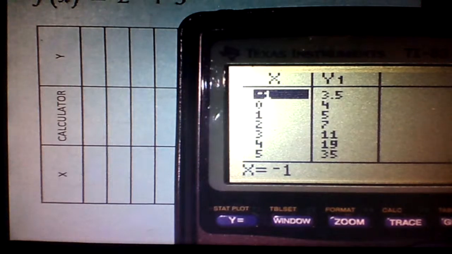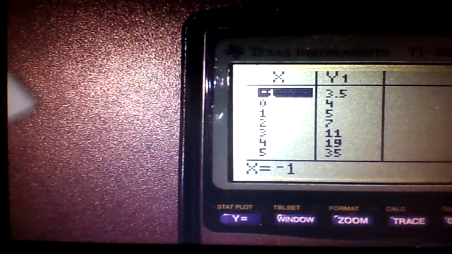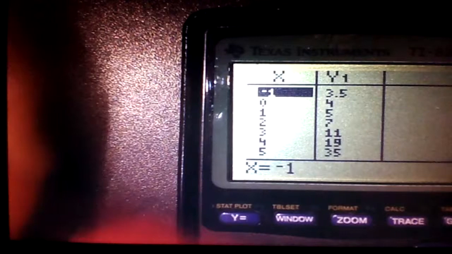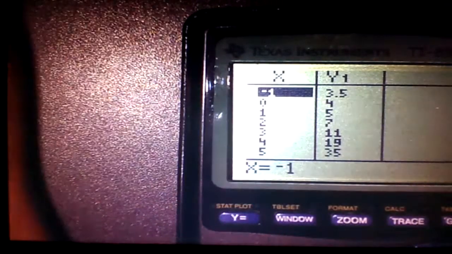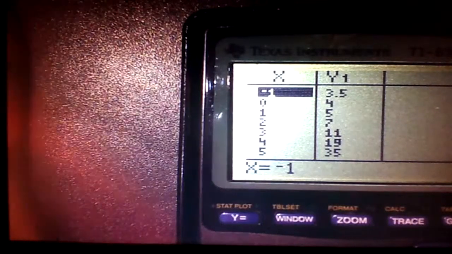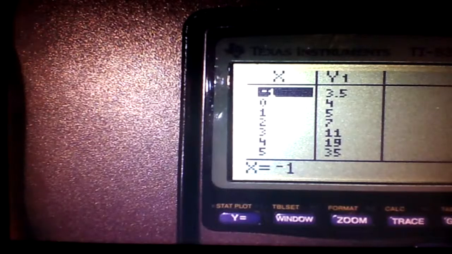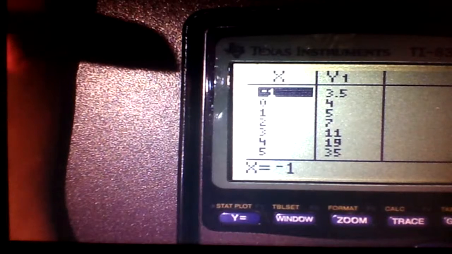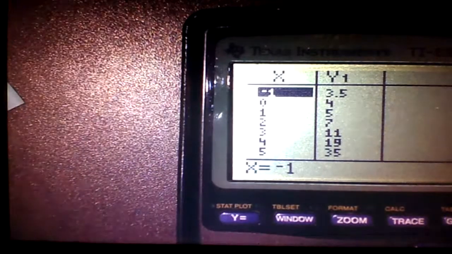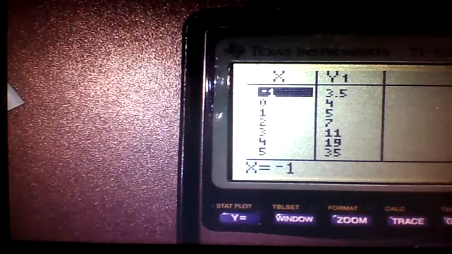-1 and 3.5. Yes. If you hit just graph, it will show you the graph. Second graph will show you the table. So you should have a point at -1, 3.5. You should have a point at 0, 4, 1, 5, and 2, 7.